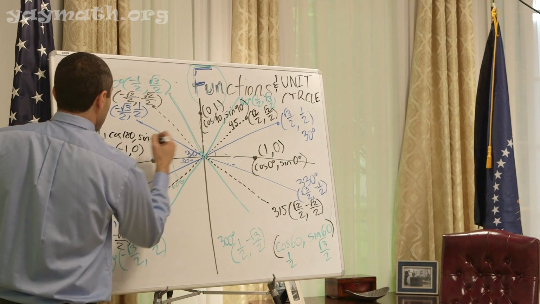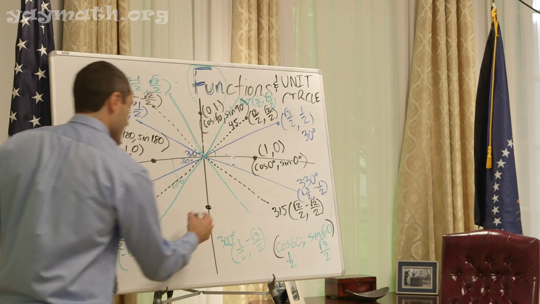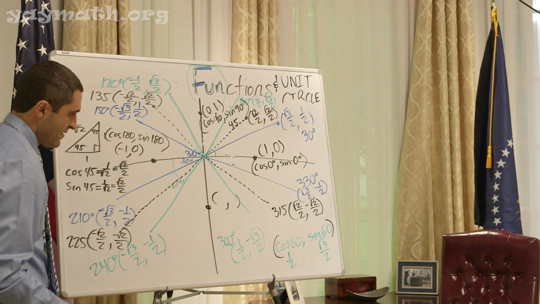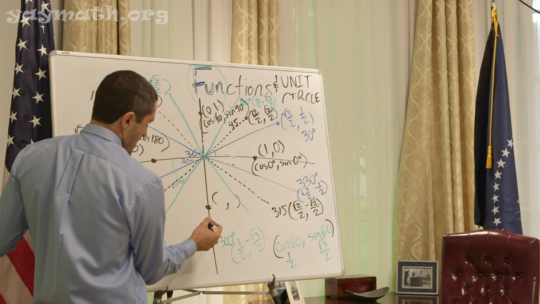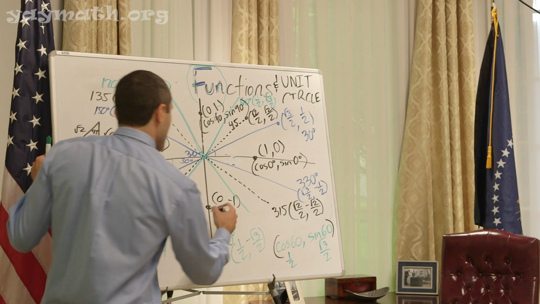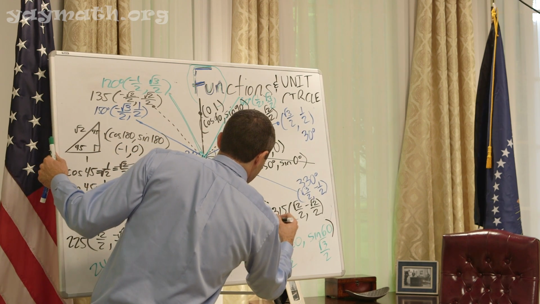You are in the zone. All right, one more. This is seriously the last one. What is the point? The point is 0, negative 1. How many degrees? 270. Cosine of 270. Sine of 270.